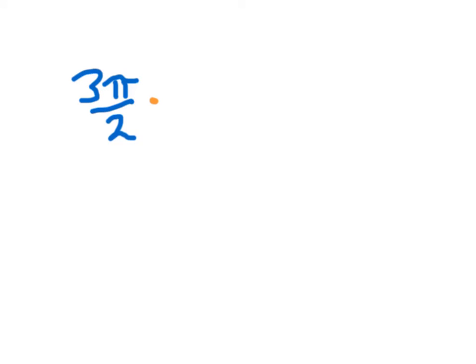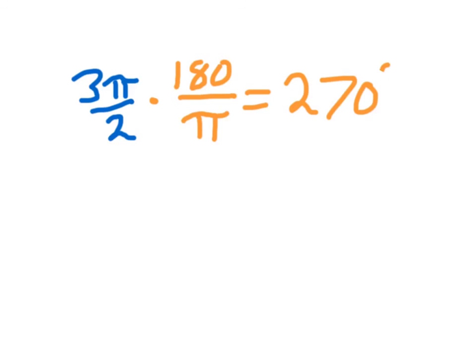To convert that one, I'm going to want to use the opposite, which would be 180 degrees over pi radians. That way my pi's will cancel themselves out, which is really convenient when that happens. After you calculate it out, your pi will cancel, and you're going to end up with 270 degrees.